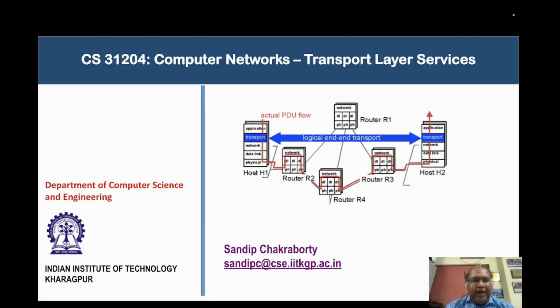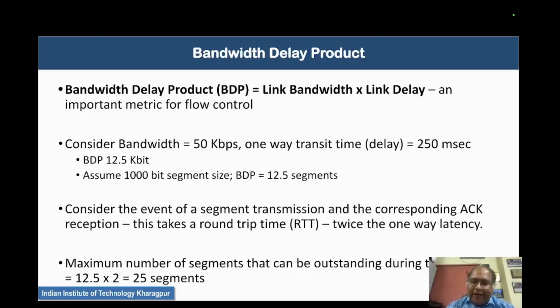So in this teaching seminar, I will talk about one interesting component in the computer network course at the transport layer, where a particular metric called bandwidth delay product has significant impact on the design of transport layer protocols like TCP. So what is bandwidth delay product? The bandwidth delay product, by definition, is the product of the link bandwidth and the link delay, but it is an important metric for the flow control algorithms that we have already discussed.